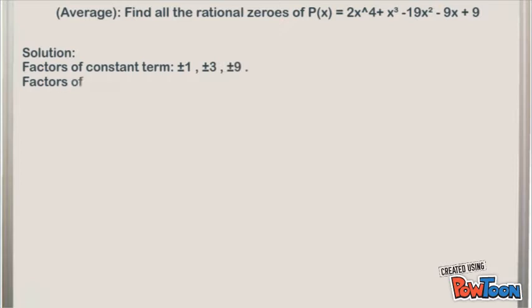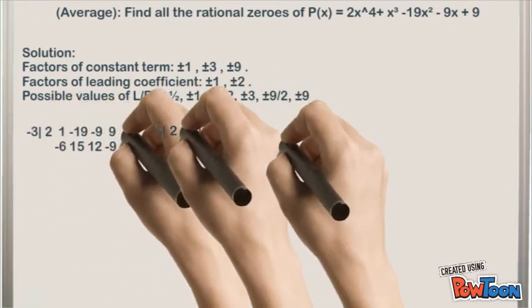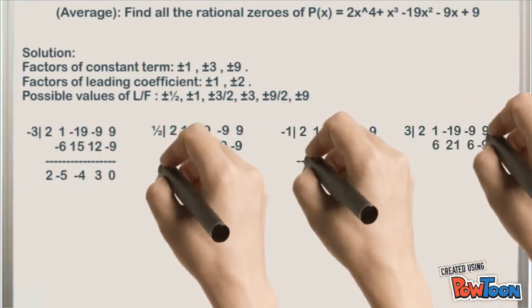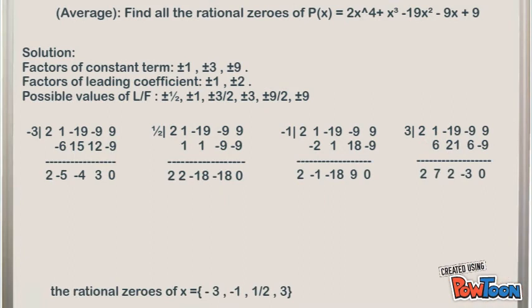The question is, find all the rational zeros of p(x) equals 2x to the power of 4 plus x cubed minus 19x squared minus 9x plus 9. For the solution, you must find the factors of the constant term, factors of the leading coefficient, and the possible values of L over f. To get these rational zeros, you must use synthetic division on 1/2, 3, negative 3, and negative 1.